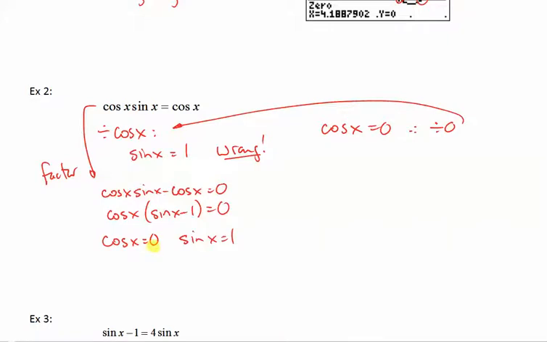Now, cosine of an angle is 0 and sine of an angle is 1 at quadrantal angles. So in this case, x equals pi by 2 or 3 pi by 2. And in this case, x equals pi by 2, which is a repeat of the last answer.